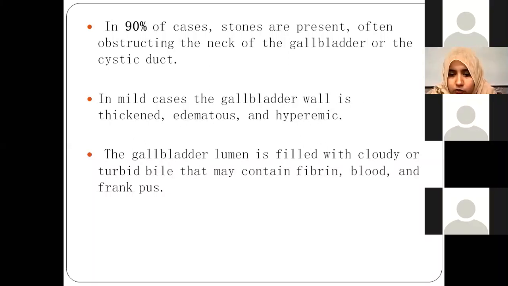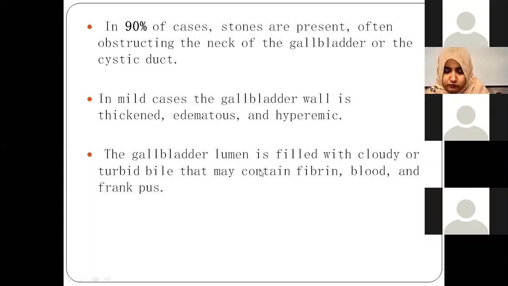The gallbladder lumen is filled with cloudy or turbid bile that may contain fibrin, blood, and frank pus. Now, you should know what a usual gallbladder carries in it. What's the normal thing? The normal thing is the bile. The bile is of olive green in color. So when it is filled with a cloudy, turbid bile, this you can visualize on ultrasounds as well.